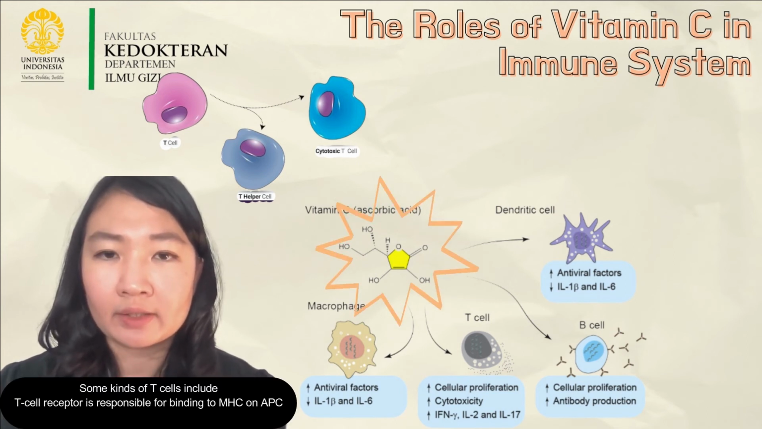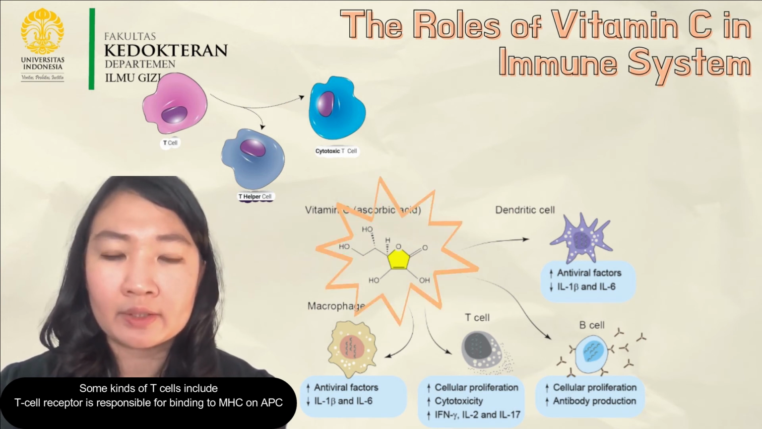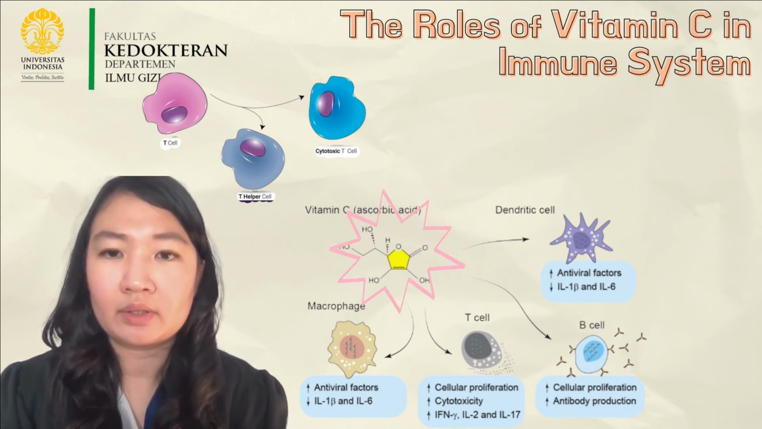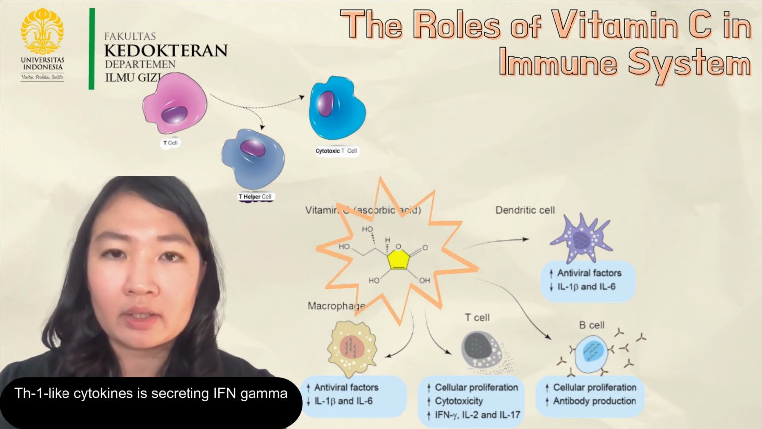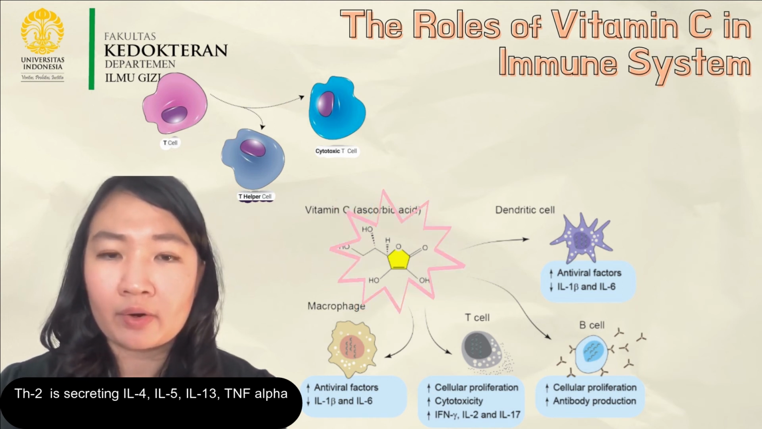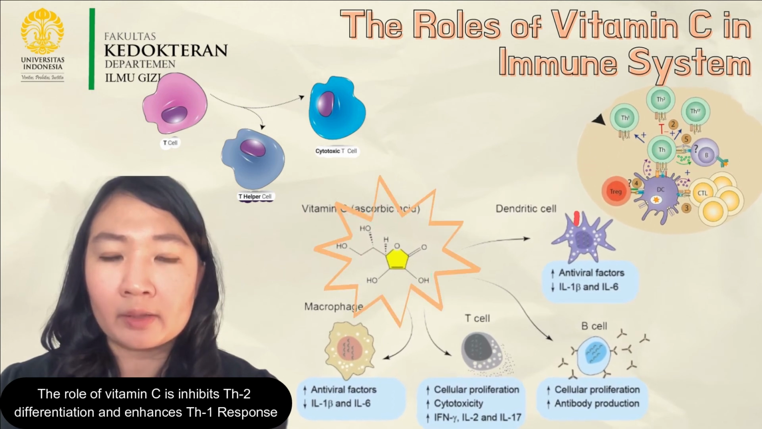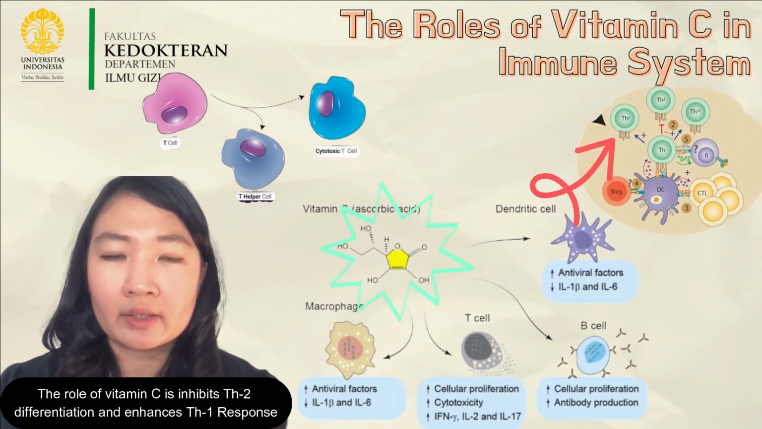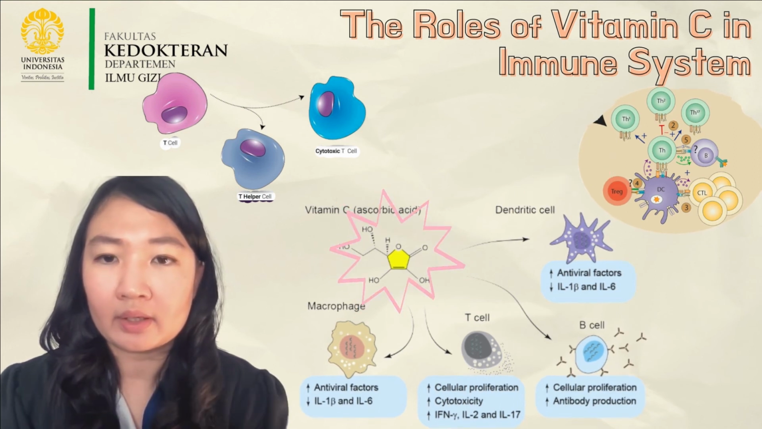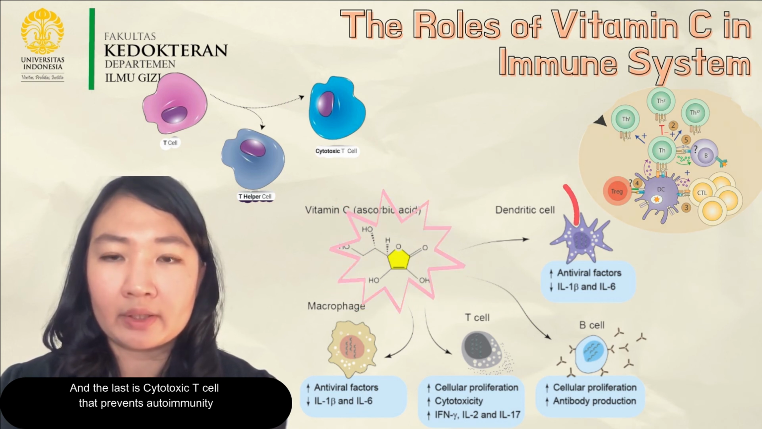Some kinds of T cells include the T cell receptor that is responsible for binding to major histocompatibility complex on antigen-presenting cells. T helper 1 cytokine secretes interferon gamma. T helper 2 secretes interleukin 4, 5, 13, and TNF-alpha. The role of vitamin C is to inhibit T helper 2 differentiation and enhance the T helper 1 response. And the last is cytotoxic T cell that prevents autoimmunity.